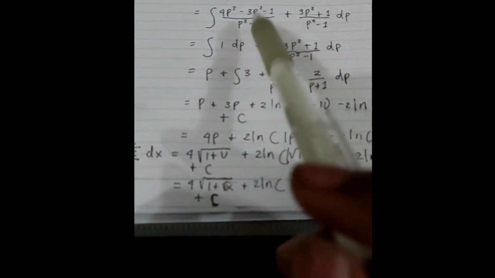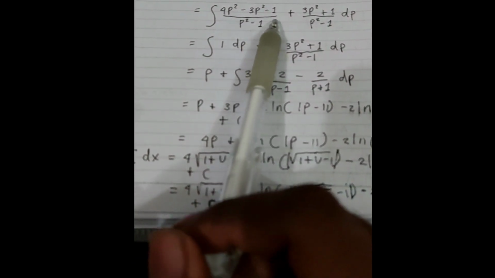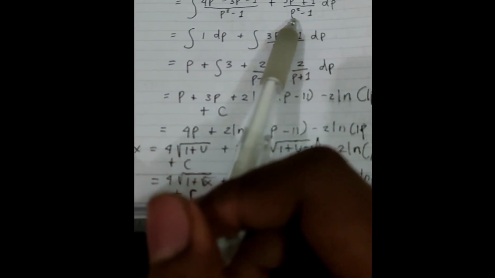So to remove 4p square, we need to subtract 3p square, right? So in order to balance it, we also need to add 3p square as well. If we try to make it 1 from the numerator and denominator, we also need to put plus 1. So that's why 4p square minus 3p square is equal to p square, so p square over p square minus 1, this is 1. So 1 dp. It came from this.